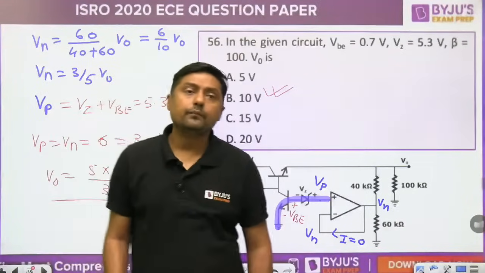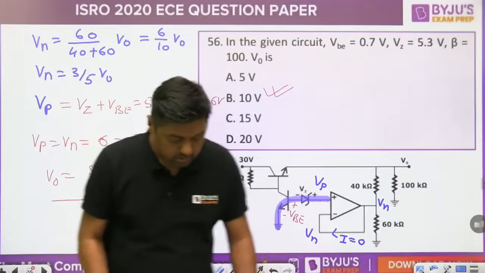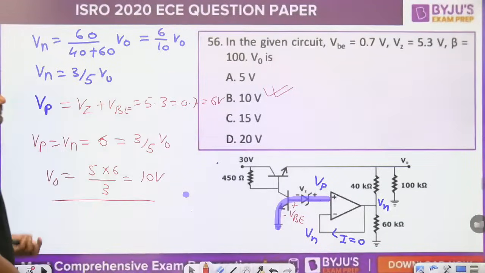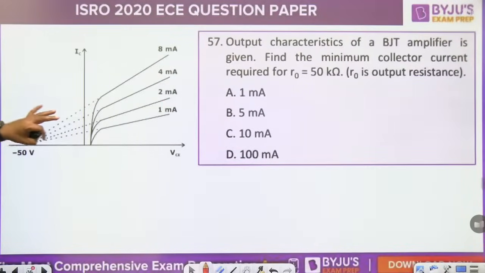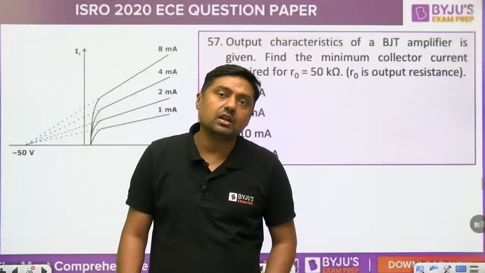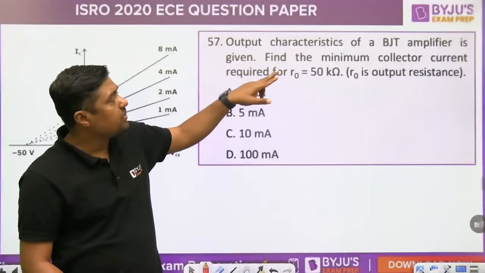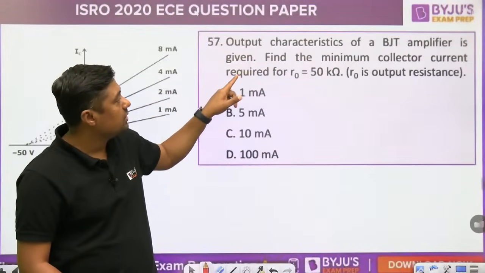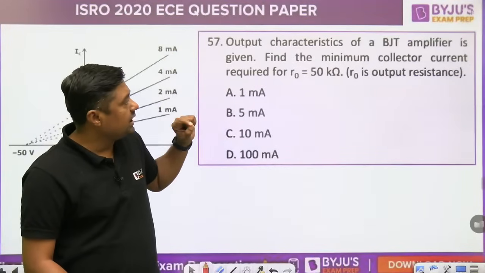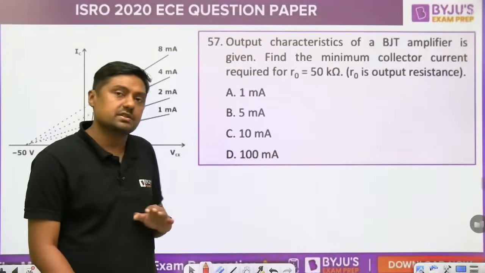Okay, 10 volt is the answer for this particular question, guys. Next is the question on voltage regulator. Okay, what is the question on? Early effect. Question on early effect, base width modulation, channel length modulation in case of MOSFET. Output characteristics of BJT is given, meaning base width modulation. Find the minimum collector current required for R0 equal to 50 kilo ohm. R0 is the output resistance.